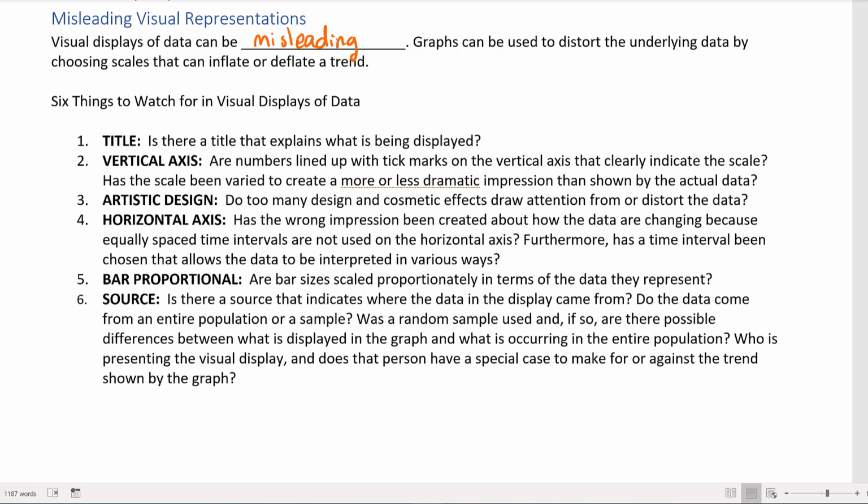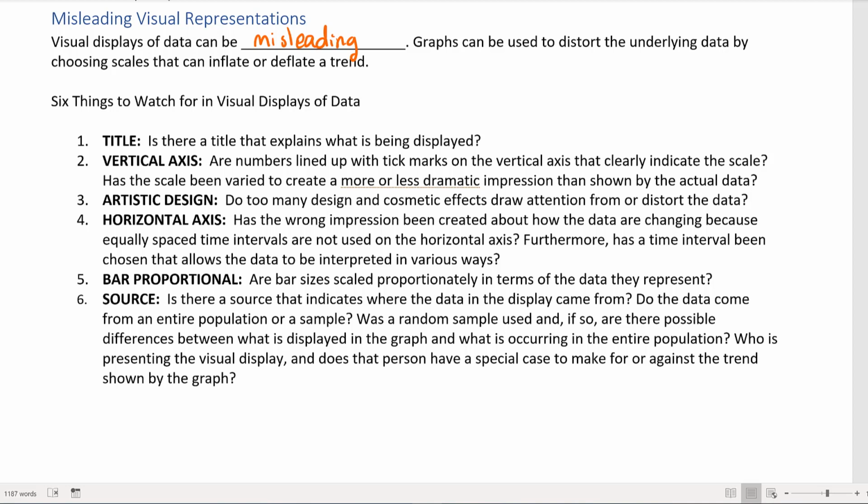Number 3 is a huge one, artistic design. Do too many design and cosmetic effects draw attention from or distort the data? Making a really pretty graph with some really cool images inside the graph can be eye-catching, but it can actually distort the data, and you need to be careful of that.